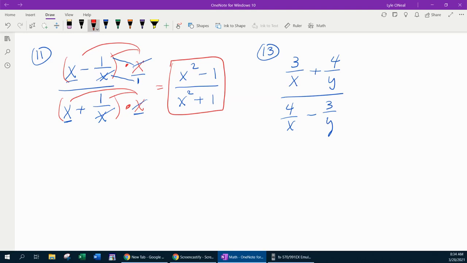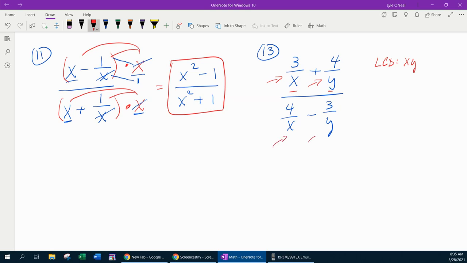Next example, number 13, another complex rational expression. And in the numerator, we have 3 over x plus 4 over y. So their denominators are not the same. So the LCD for those fractions would be xy. Remember, when the denominators are different, you have to multiply them together to get the LCD.